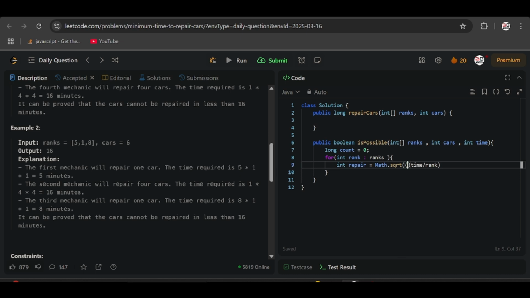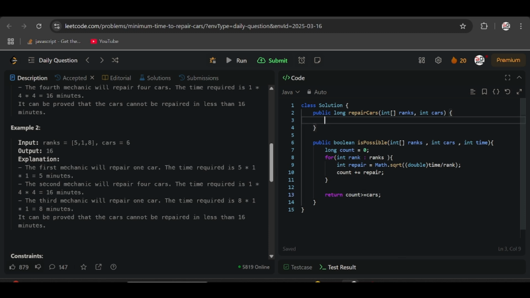What was the time? It is time divided by whatever rank it has. I will just convert it into double. Why so? Because whenever we divide it by the rank, it will give me some decimal value, and in order to handle those decimal values, I need this double. Okay, and at the end, I will just add those repairs into my count. And at the end, just return if my count is greater than or equal to the cars. If my count is greater than or equal to cars, then return true, otherwise return false.